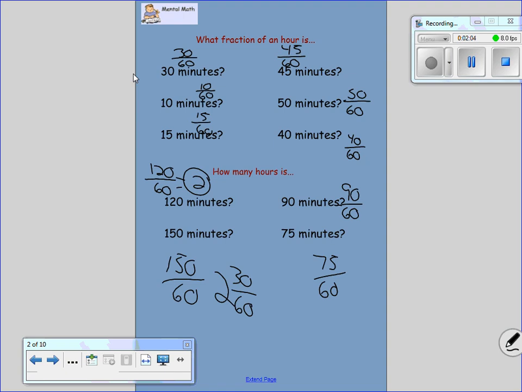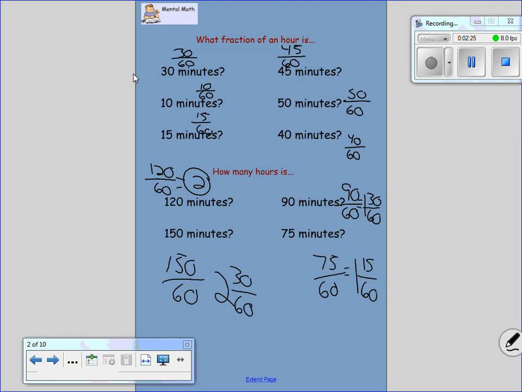Take a look at this one. How many 60s go into 90? 1. What's left over? 30 over 60. Does that make sense? 90 minutes would be an hour and a half. It sure does. How many 60s go into 75? 1 goes into 75. What's left over? 15 over 60. So your answer is 1 hour and 15 minutes.